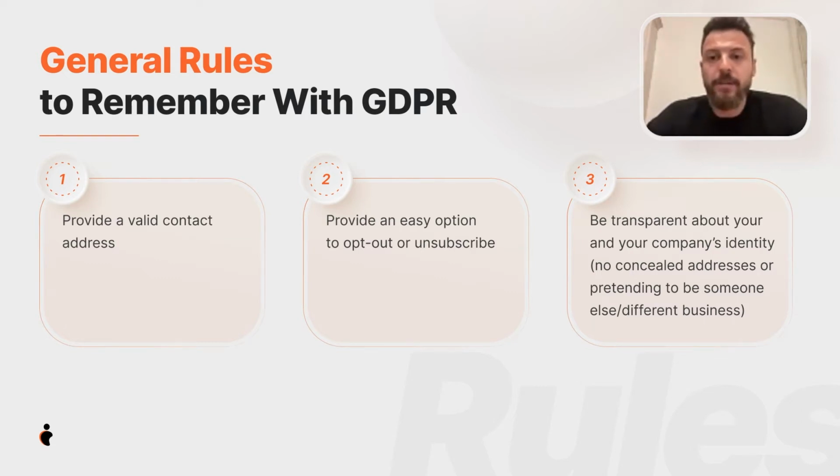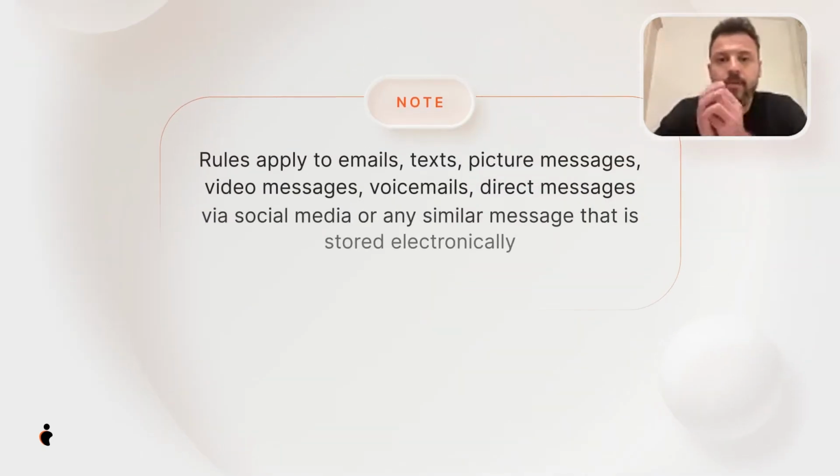And then be transparent about your company identity, not concealing addresses or pretending to be a different business. That's what I was talking about during my other webinar about email deliverability, that there are some DNS records like DKIM, DMARC, SPF, etc., that authorize your sending domain and your mailing address to be connected and represent your company. All right, so let's move on real quick here.